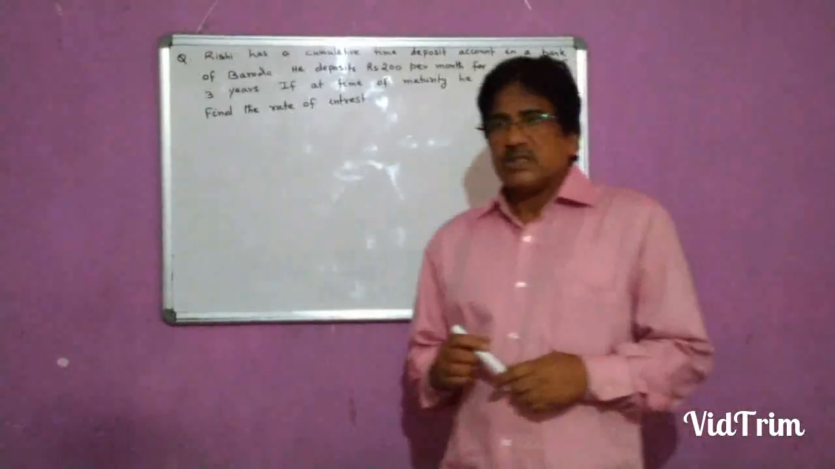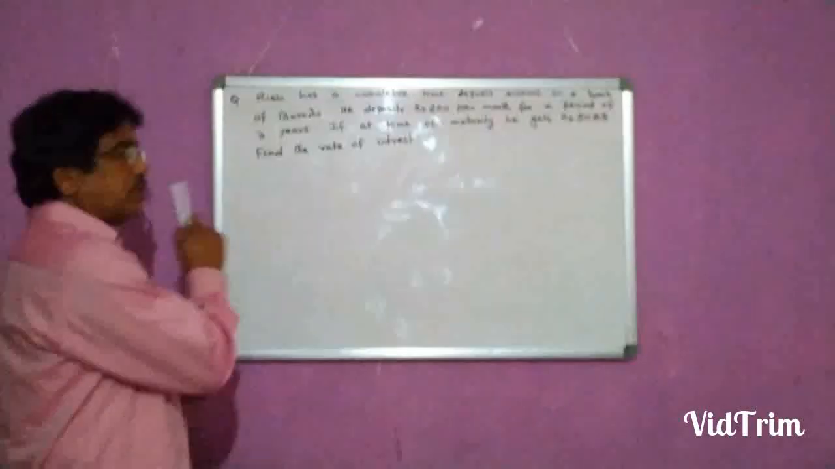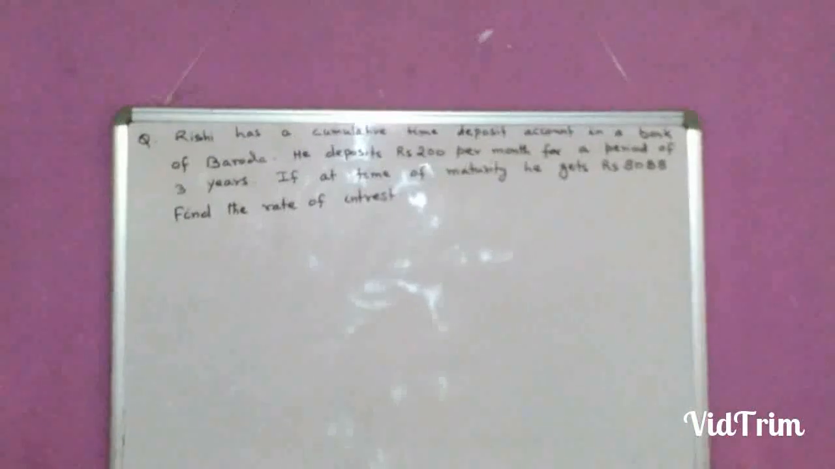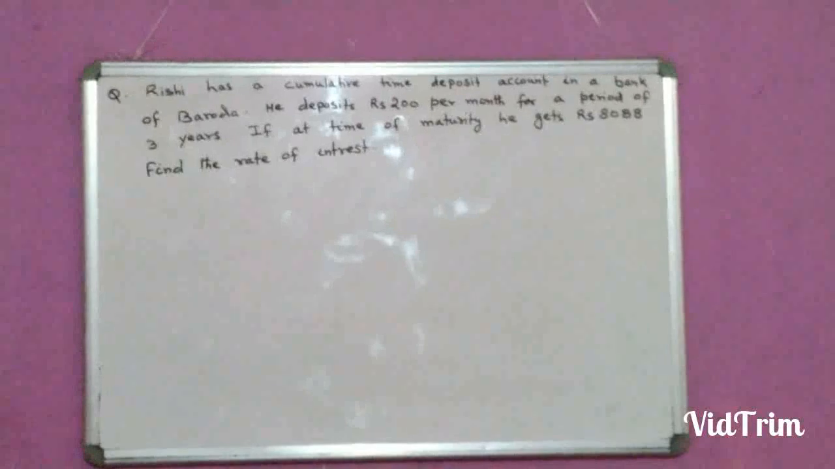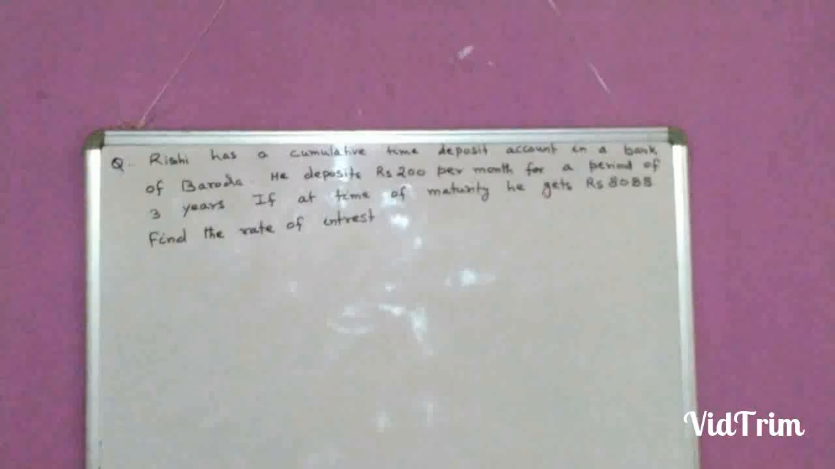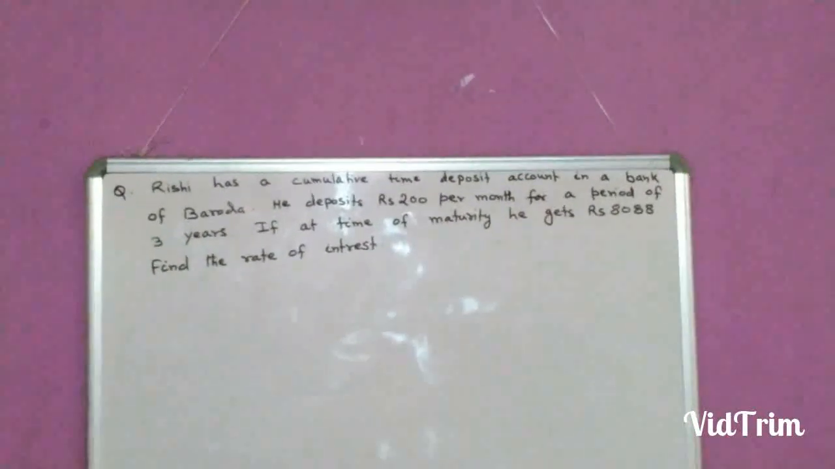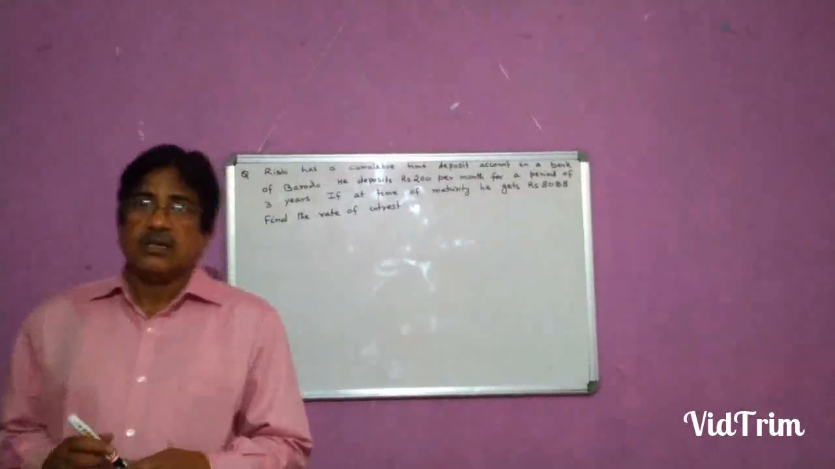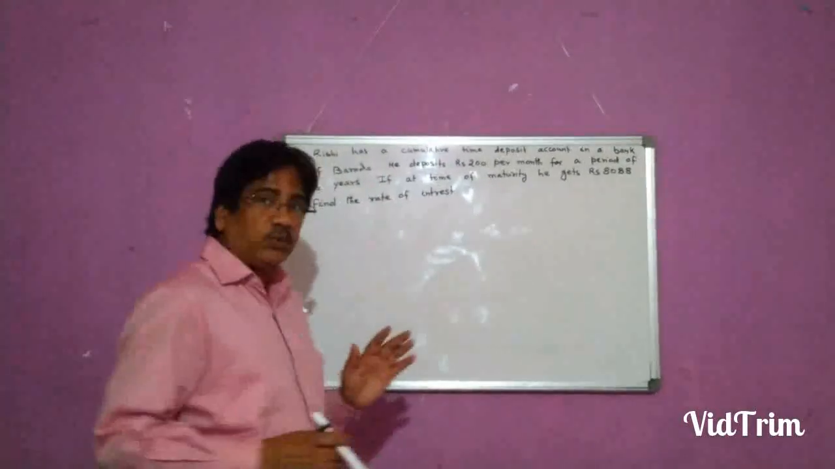So let us discuss one by one these another three types of questions. Now here in this question, if you see on the blackboard, it is written there that Rishi has a cumulative time deposit account in a Bank of Baroda. He deposits rupees 200 per month for a period of 3 years. If at the time of maturity he gets rupees 8088, find the rate of interest. Now in this question, the rate percent is missing, which we have to find out.